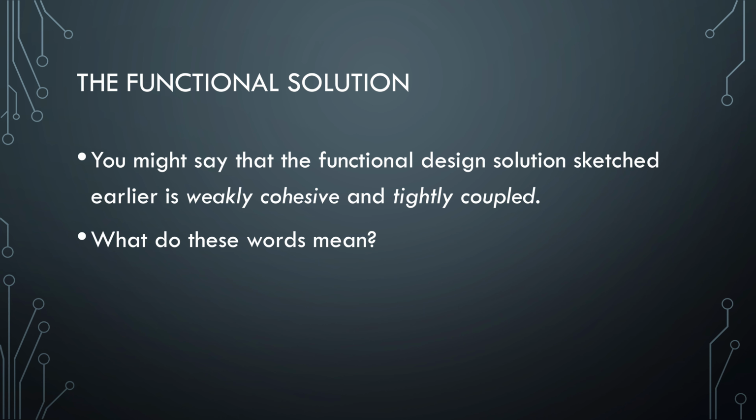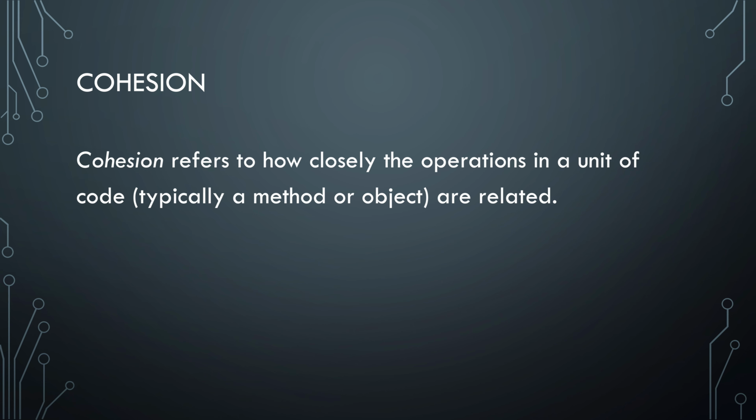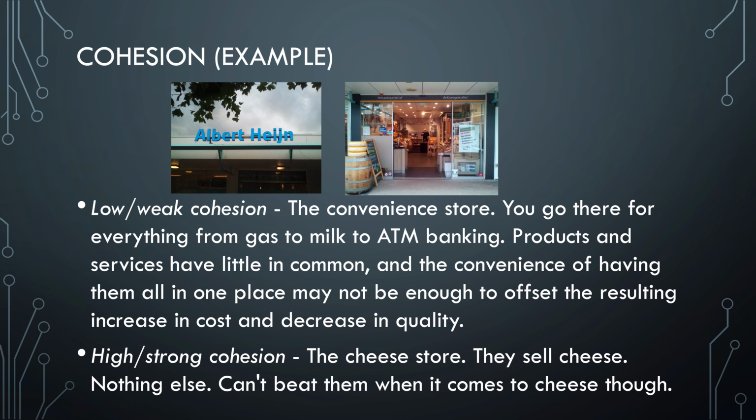What does this mean? First, let's look at cohesion. This refers to how closely the things that a method does are related. To illustrate this, let's look at a real-world example. The Albert Heijn has low cohesion. They have everything from veggies, bread, to gift cards, alcohol, electric toothbrushes, and kitchen appliances. The cheese shop has high cohesion. What do they sell? Cheese. That's it, nothing else. But you can't beat them when it comes to cheese.